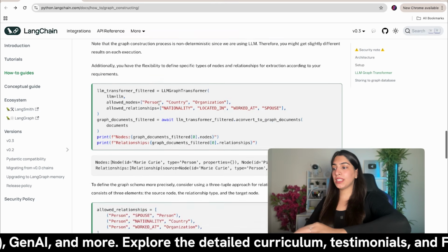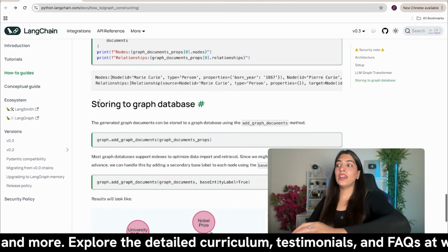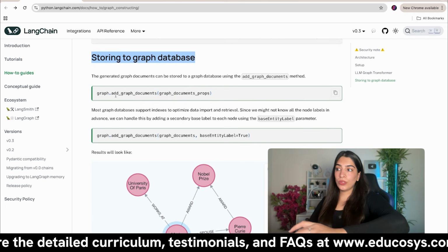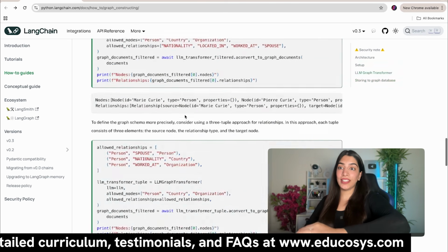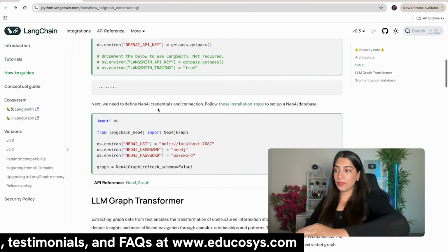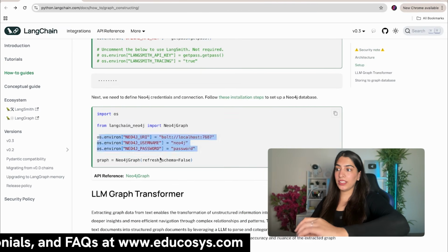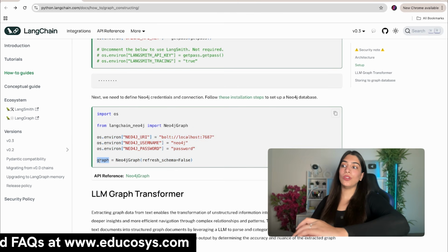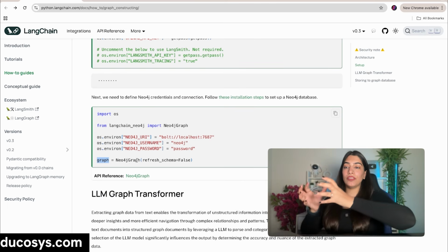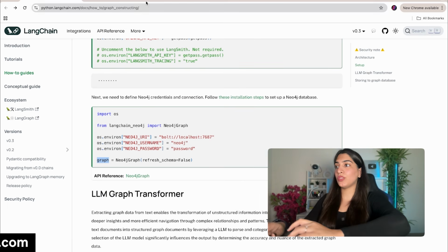Next in the documentation, let's see what else they have done. Now they are going to be storing to the GraphDB, right? To store to the GraphDB, we first need to connect to our graph database, which is Neo4j. This is the part that we had missed in the start, right? So we have to create a graph, and then in the graph we will be able to add the graph documents, and the graph is going to be stored in Neo4j. That is what we need to do.